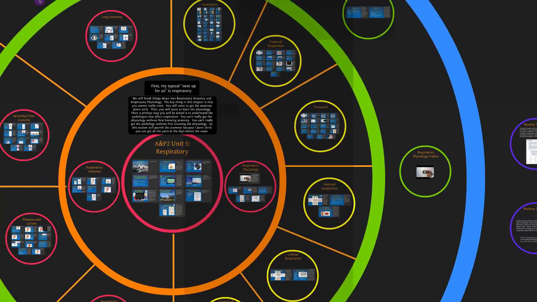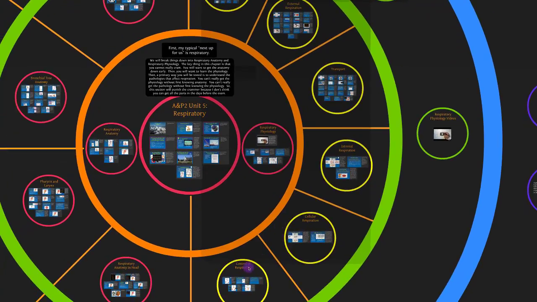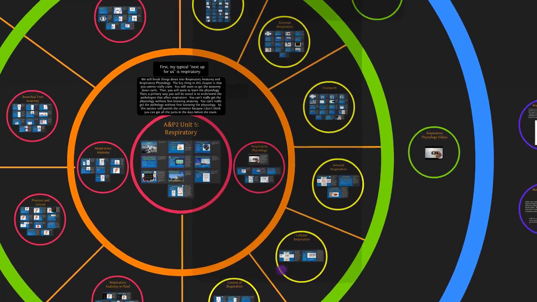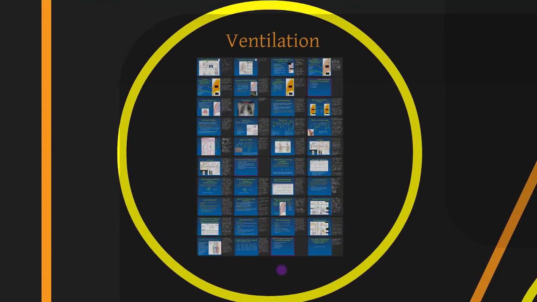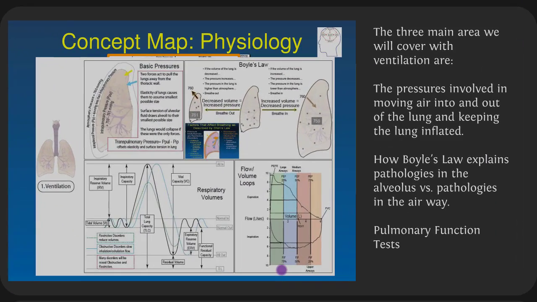All right, so you can see here that we got ventilation, external respiration, transport, internal respiration, cellular respiration. And then again, towards the bottom here, we'll do control of respiration. So ventilation is getting air into and out of the lungs. The 3 main areas we're going to cover with ventilation are the pressures involved in moving air into and out of the lungs and keeping the lungs inflated, how Boyle's law explains pathologies in the alveolus, that's the tiny little air sacs of the lungs, and pathologies in the airway, and pulmonary function tests as well.